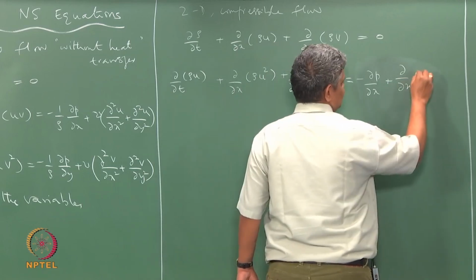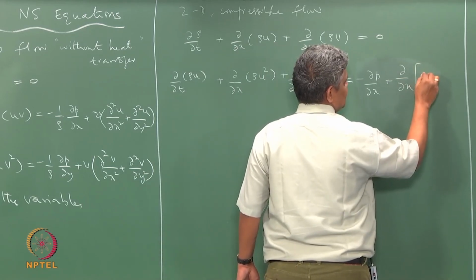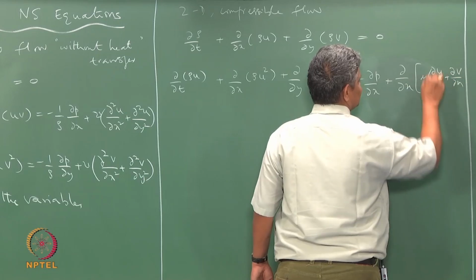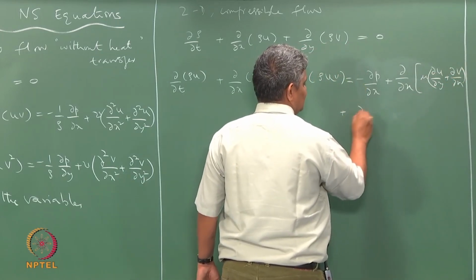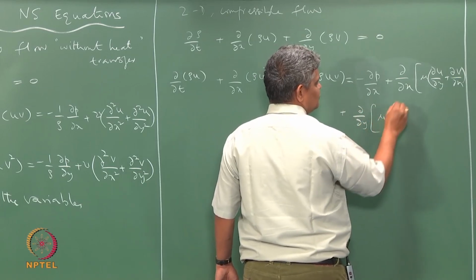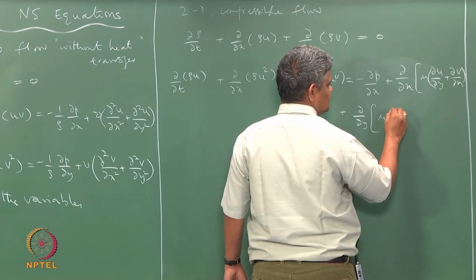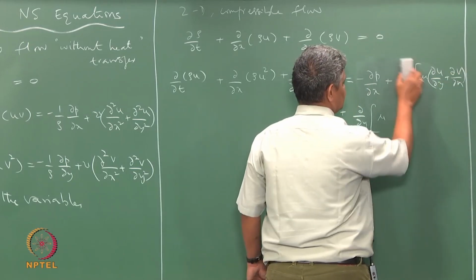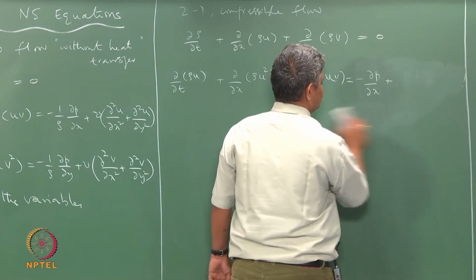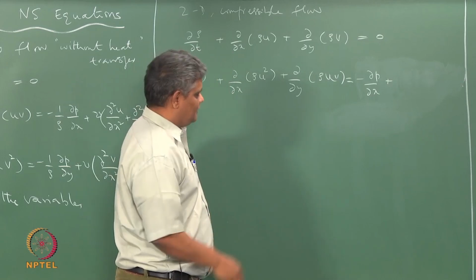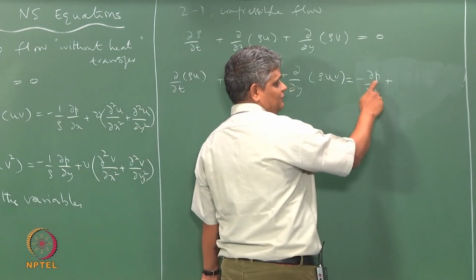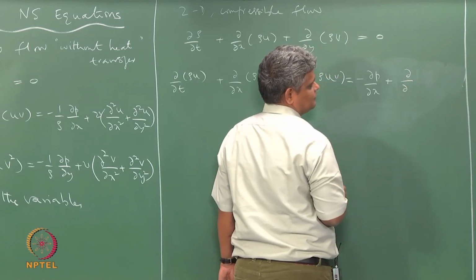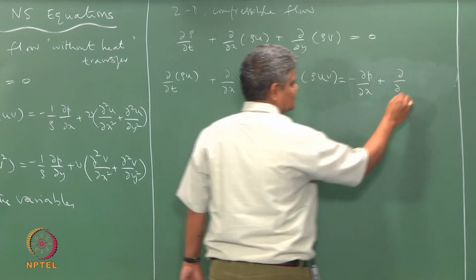dou by dou x of mu times dou u by dou y plus dou v by dou x, plus dou by dou y of mu... let's write minus dou p by dou x plus terms representing the viscous stresses.